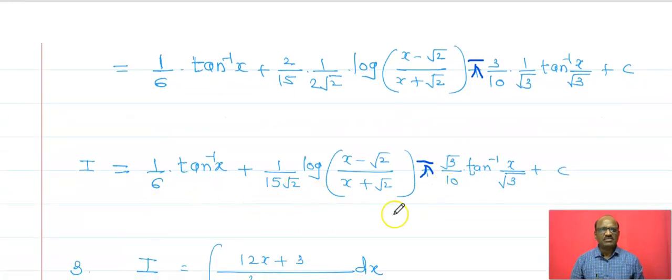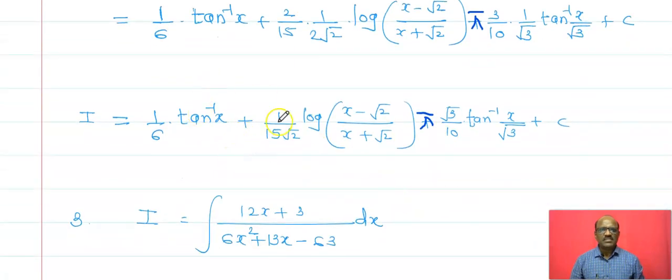And in this way, we have the answer. See this multiplication. Here is 1 by 6 tan inverse of x. And these two get cancelled. Then you will get 1 upon 15 root 2 log of (x minus root 2) upon (x plus root 2), minus 3 upon root 10 tan inverse of x upon root 3, plus c, and in this way.